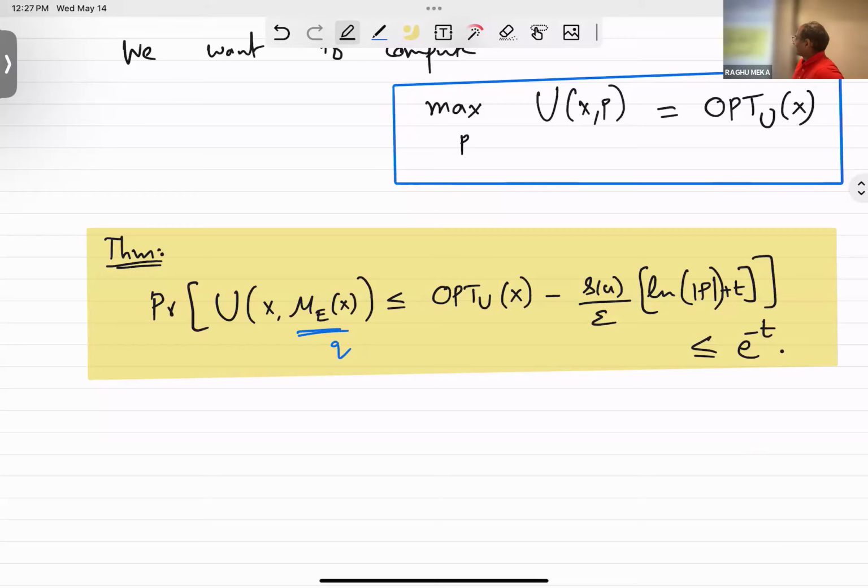We'll parse this in a second. So what this is saying is, whatever your mechanism outputs, its utility is going to be close to the true value with some probability. Or maybe let me write it in a slightly different way: the utility that you get out of here is at least this much.